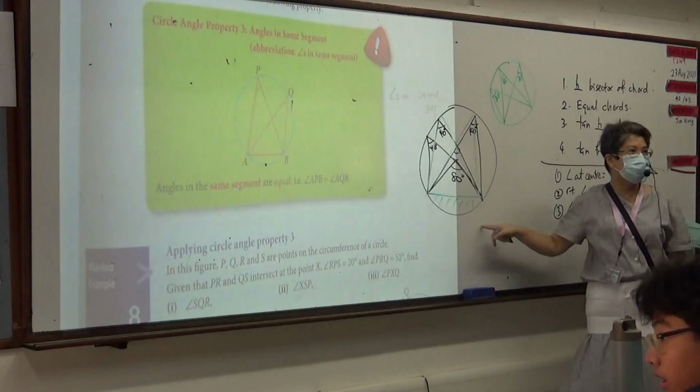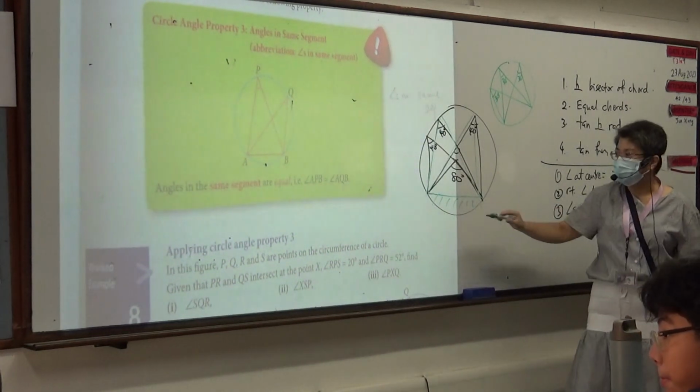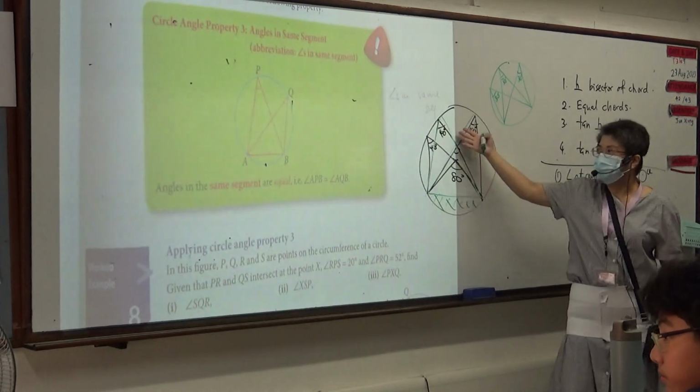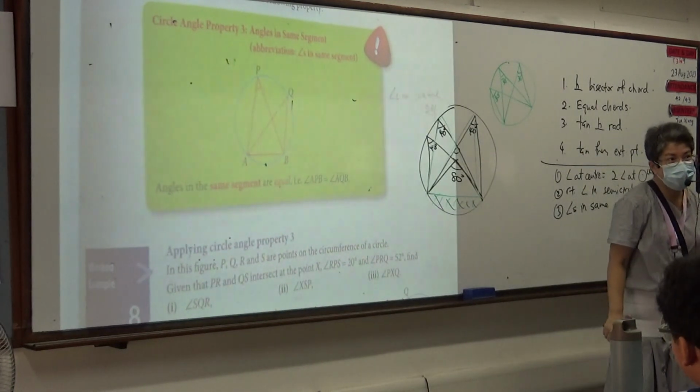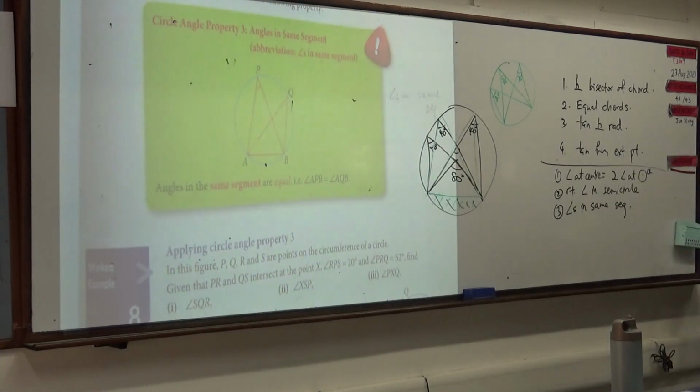Actually, it boils down from this part again. Can you all see what I'm talking about? Now, I told you already. If this is a segment, the other side we call what? Opposite segment. Correct? Okay. Then we go on to the last property that we are going to use.